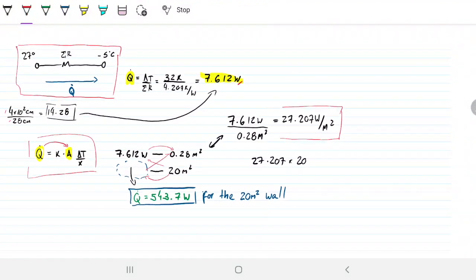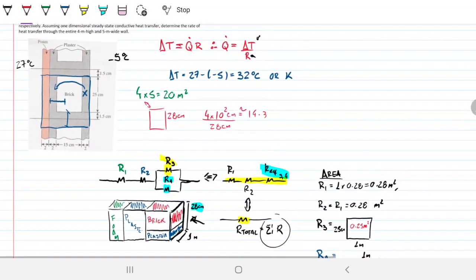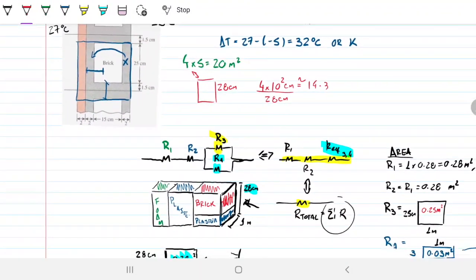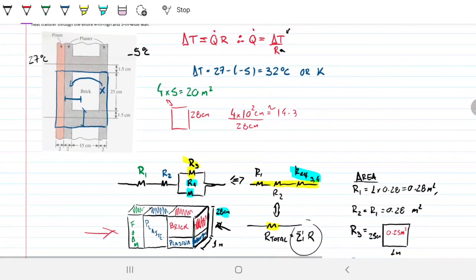Okay, so in other words, what have we found? We found that for this fella here, what will go through it would be 7 watts-ish, right? About 7.6 watts. But since this fella repeats itself a lot in a wall like such, that means that on this big wall here we would have 540-ish watts going through. Right, so that's about it for this question.